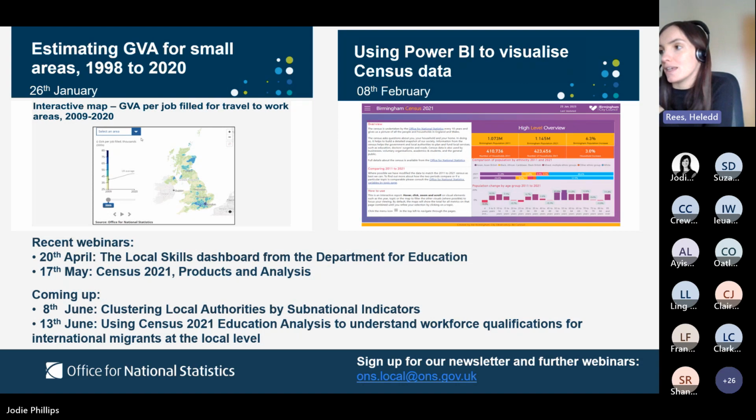This week the ONS did a Census 2021 product and analysis webinar, showing a demonstration of some of the census products. The next webinar is on the 8th of June. This is again an ONS-led one. ONS colleagues will be presenting on research on clustering local authorities by subnational indicators. If you do want to sign up to be in the know about these, you can contact ons.local@ons.gov.uk and ask to be made aware of upcoming webinars. You can also sign up to our newsletter by emailing that same email address.